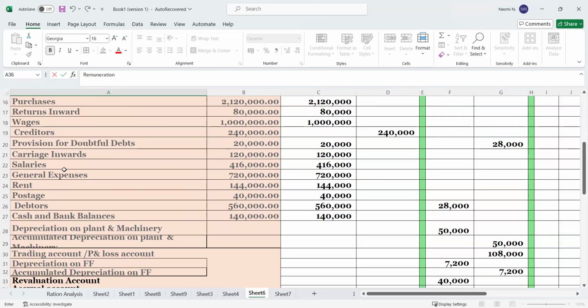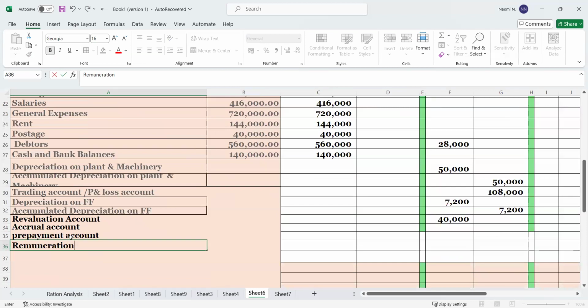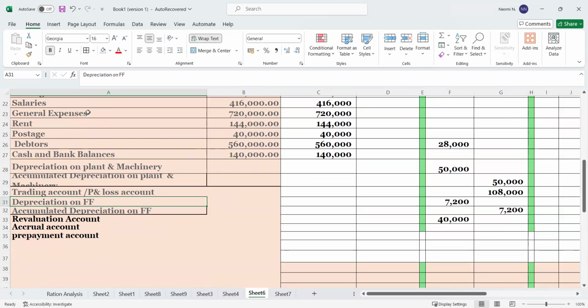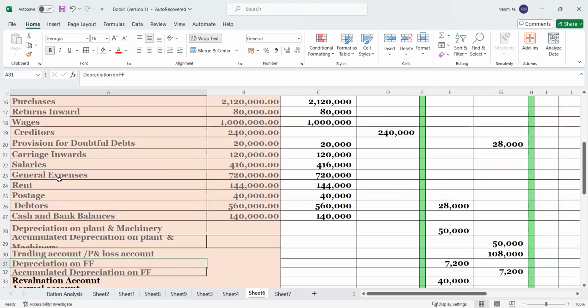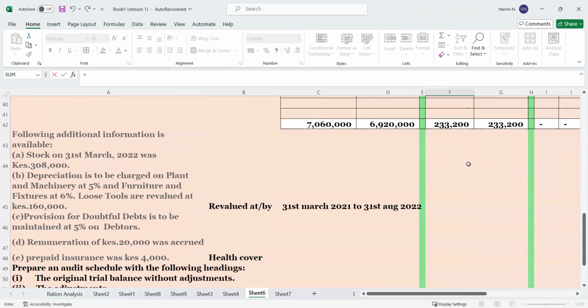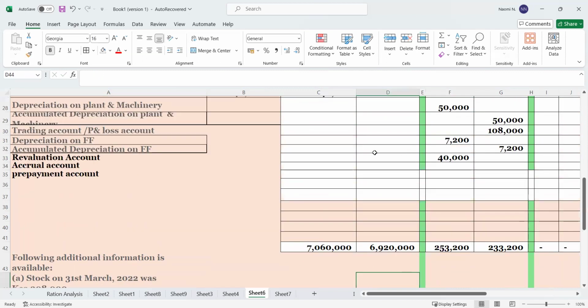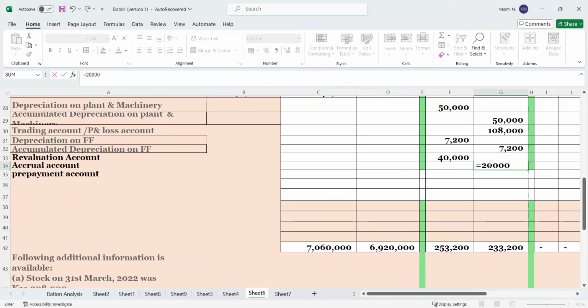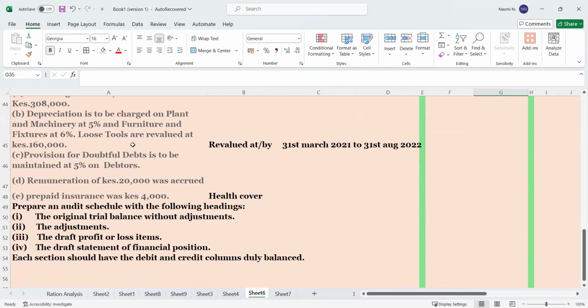Or do we have something to do with salaries? Yes, we have salaries. We will use the salaries account. So on salaries, we have 416, and we have the one that was accrued of 20,000. So we'll have to add back. Then it affects our accrual amount with the same amount, 20,000.